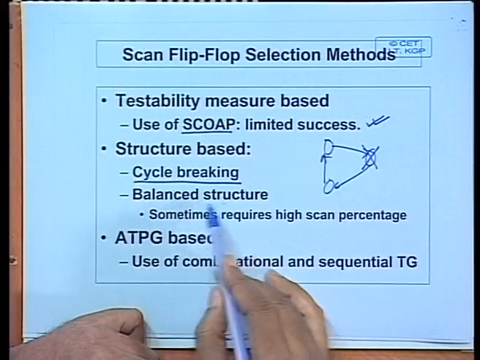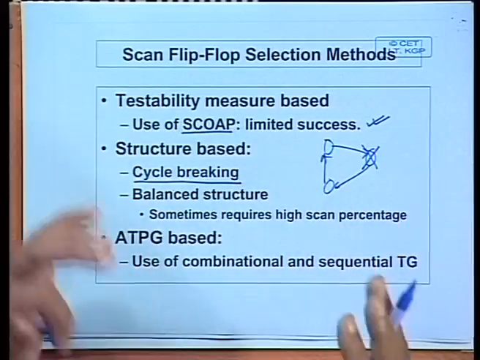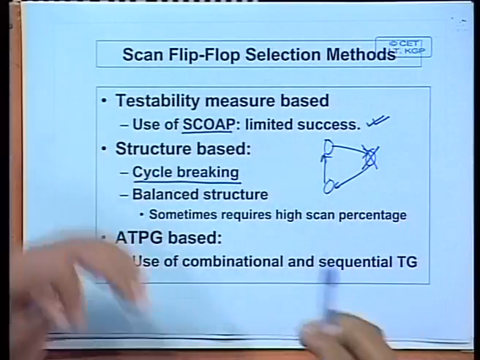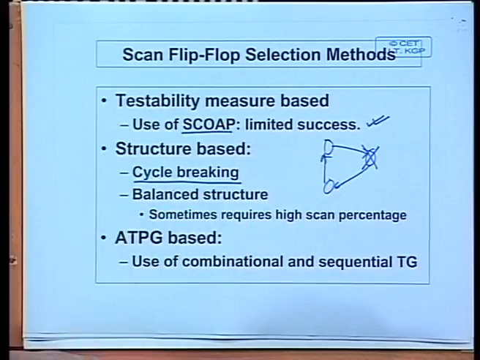Secondly, you try to have some kind of balance structure, that means the number of flip flops that can lie in cascade, you limit that to the same value in all cases. So, these all help in sequential ATPG. So, combinational sequential test generation you can do.